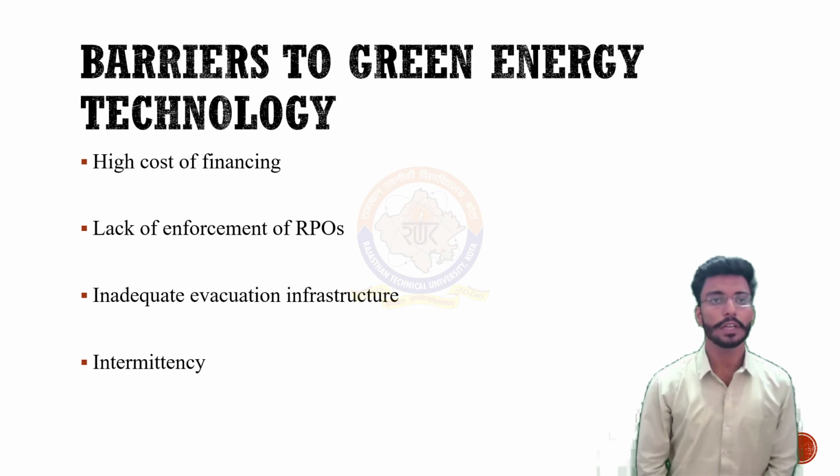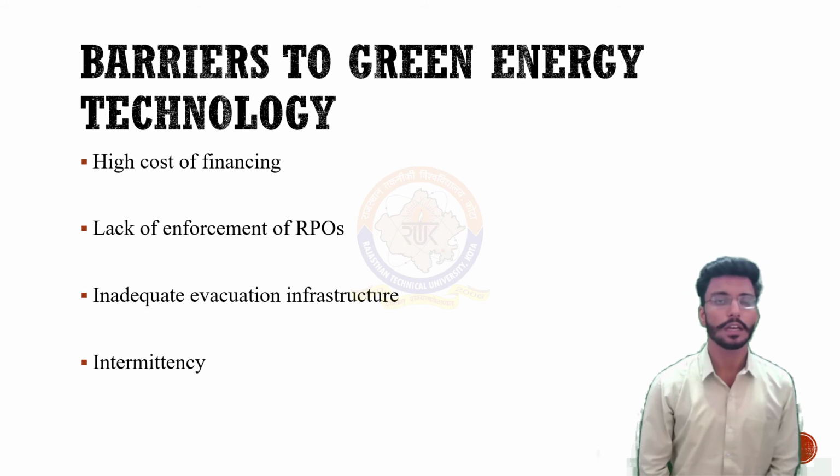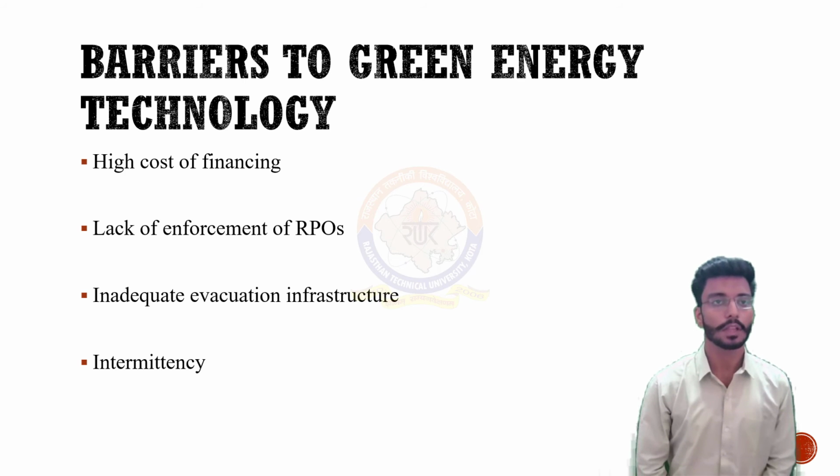Third, inadequate evacuation infrastructure. Lack of adequate evacuation facilities has led to scaling back the commissioning and partial commissioning of new generation and the reduction of generation during peak periods. Grid access is a critical challenge as renewable resources are often located far away from the consumer market.